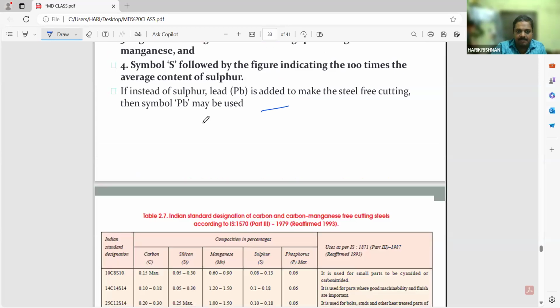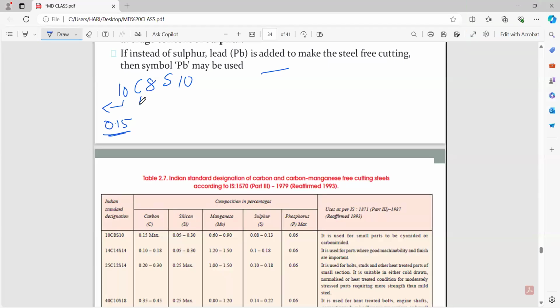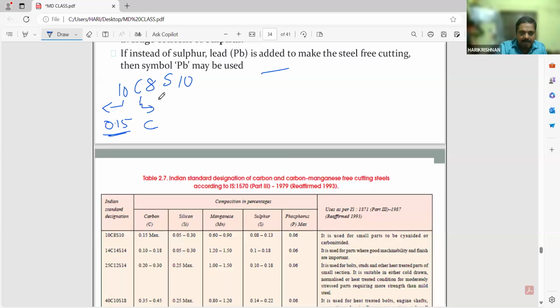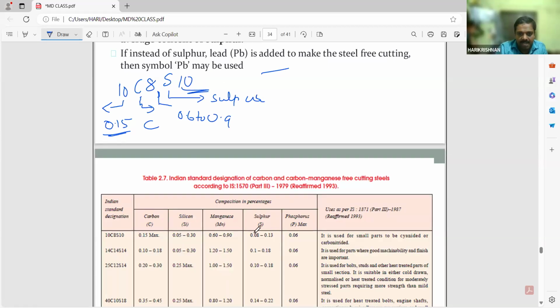Free cutting steel means you follow the same procedure. You see 10C8S10. Okay, what will be the carbon content? 0.15 will be its maximum carbon content. Then C is carbon, 8 is its manganese percentage, that is 0.6 to 0.9. S represents what? Sulfur content. Okay, so this is the sulfur value, that is 0.08 to 0.13.